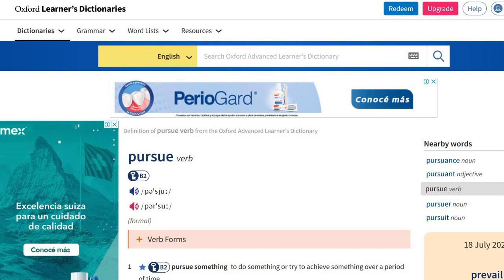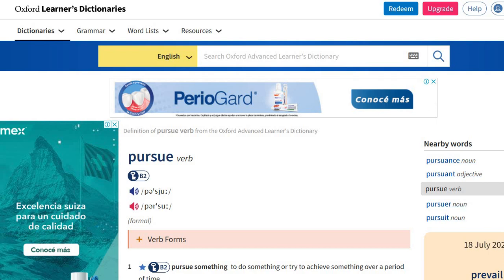I wanted to start here. This is the page for Oxford Learners Dictionaries. As you can see, I'm looking at the verb to pursue, right? I wanted to remind you of how important it is to use this dictionary, right? This one in particular, this is my favorite. It doesn't have to be your favorite, but it comes with the pronunciation symbols, the pronunciation that you can hear, and actually the nearby words to the right, which is quite important, right?